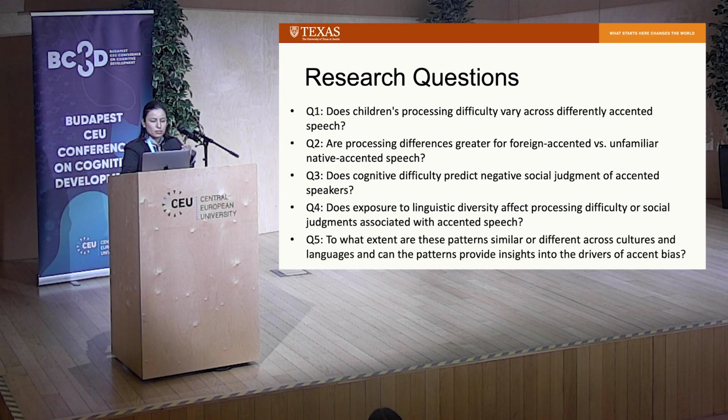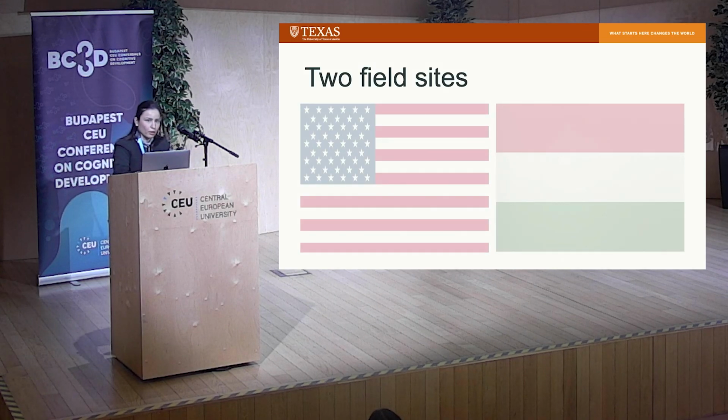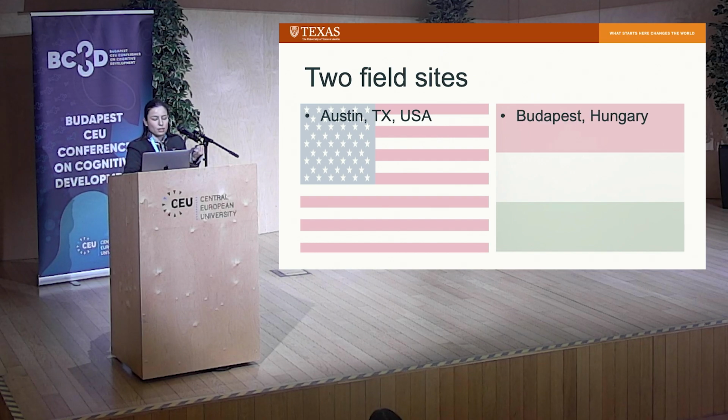And then lastly, to what extent these patterns are similar or different across cultures and languages, and what these patterns provide insight into, right? So this is why I chose two very different linguistic and cultural sites to explore that. All right, so a lot of the literature that I presented has been done in North America, particularly in the United States. So I really was interested in exploring this a little bit outside of the US. So I had two field sites, the United States, Austin, Texas, conveniently my university town, as well as Budapest, Hungary.